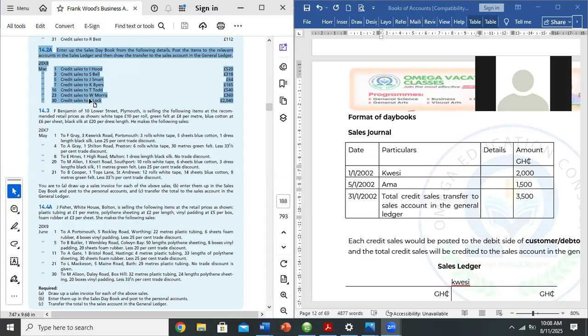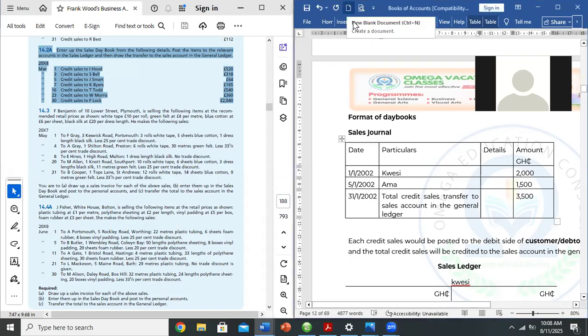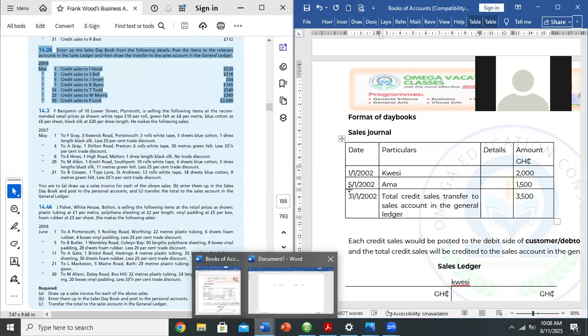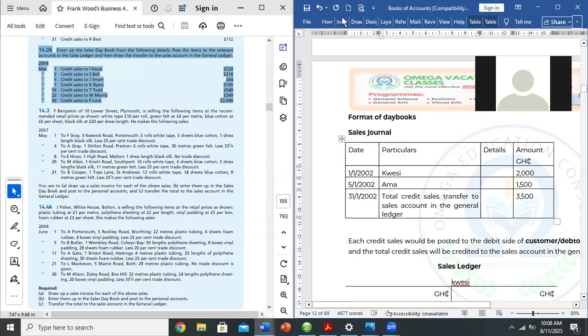Enter up the sales daybook from the following details. Post the items to the relevant accounts in the sales ledger, and then show the transfer to the sales account in the general ledger.